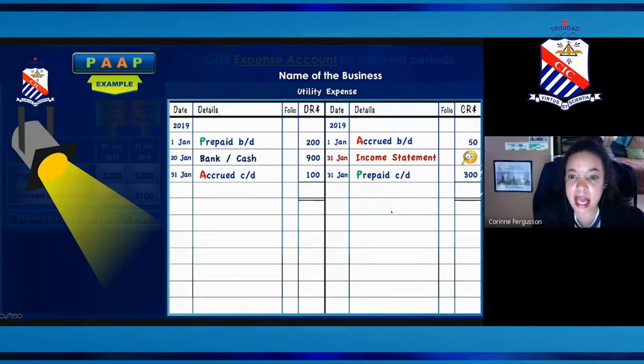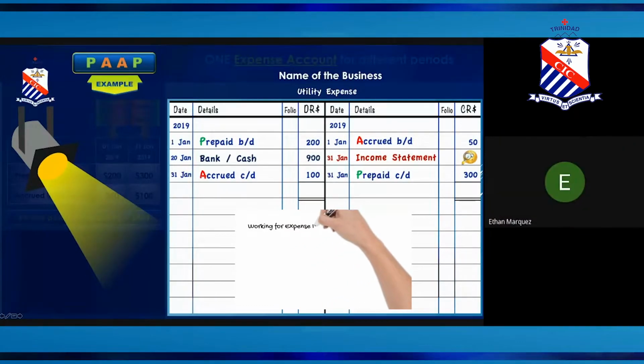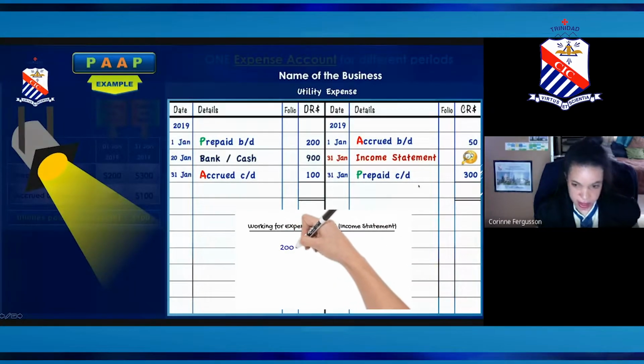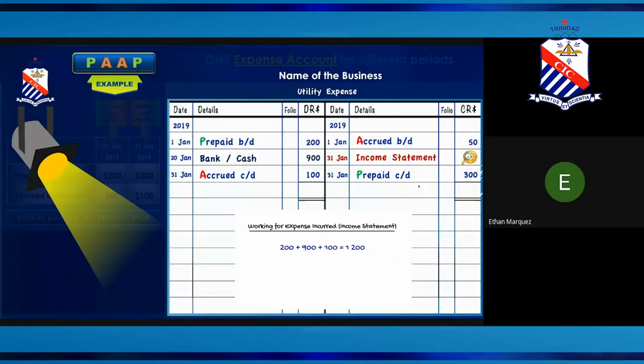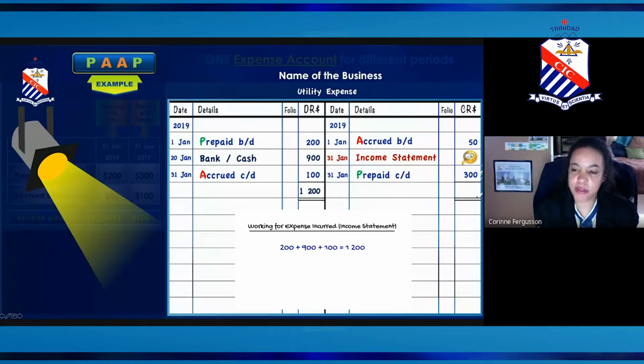Then you look at the side that has the greater total. Which side has the greater total? It will be this side, the debit side. Excellent. So you add up the debit side, and what total do you get there? Anybody? 1,200. 1,200. Excellent.